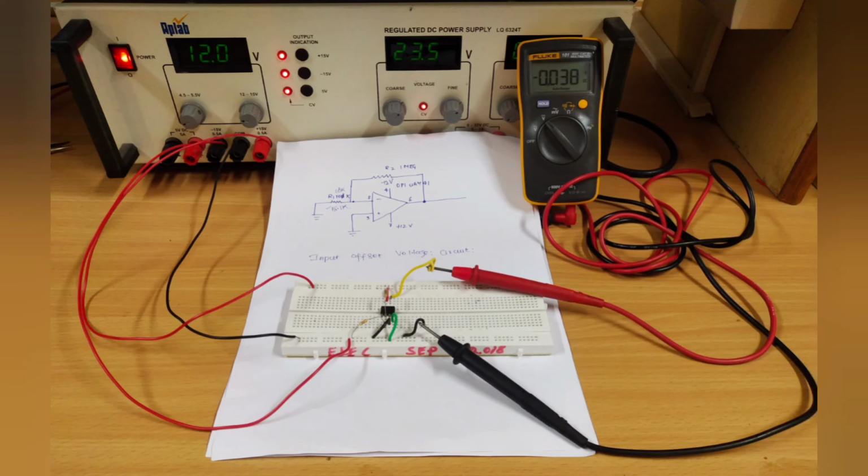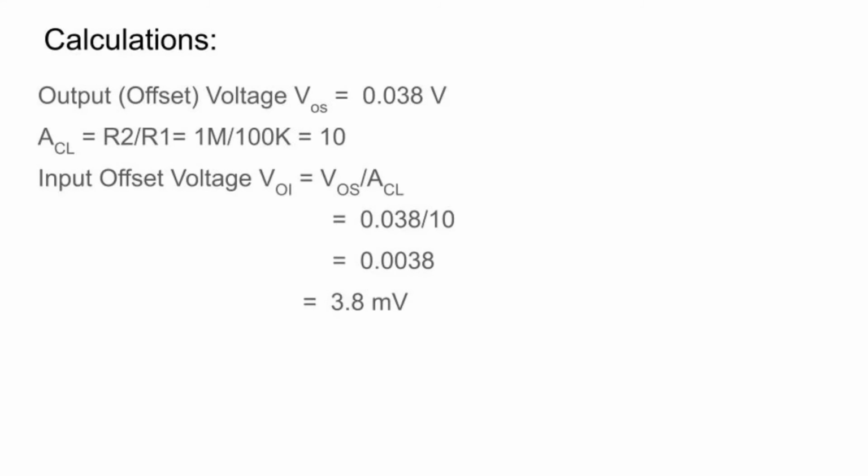Now we have measured the output voltage at pin number 6 with the digital multimeter. The value is 0.038 volt. Here we have calculated the value of input offset voltage, which is output offset voltage divided by the closed loop gain. So 0.038 volt is our output offset voltage, divided by 10 is 3.8 millivolt.